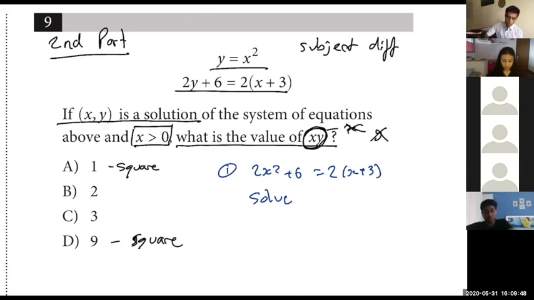So in other words, you solve this for x, then you sub into y, and then you do x times y, and you get your number. Okay.